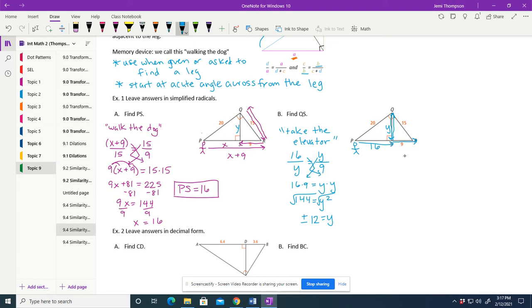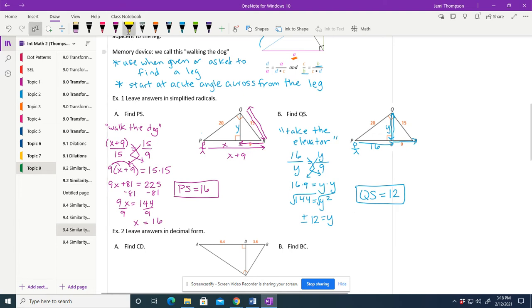All right, but I didn't want Y. I want QS. Please don't say that the answer for QS is positive and negative 12. We are talking about a length of a triangle here, and length must be positive. Distance, length must be positive. So this is going to be just good old 12.